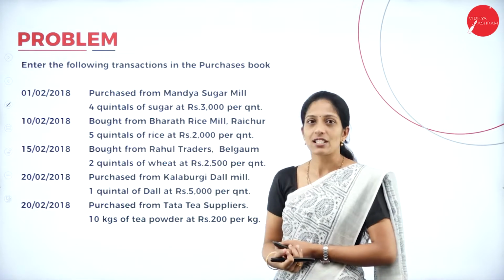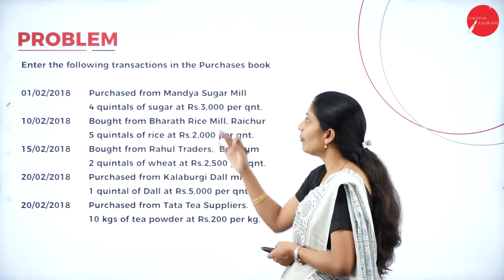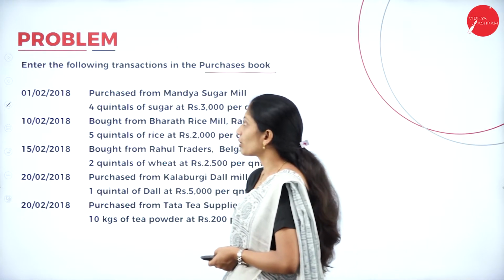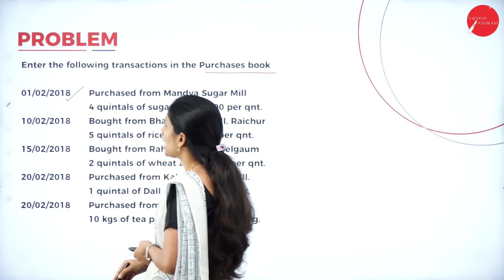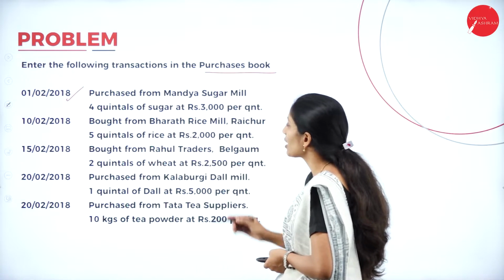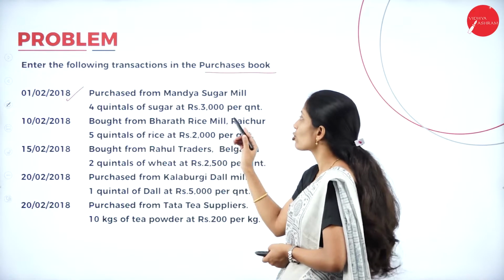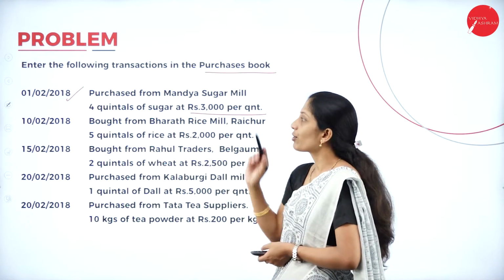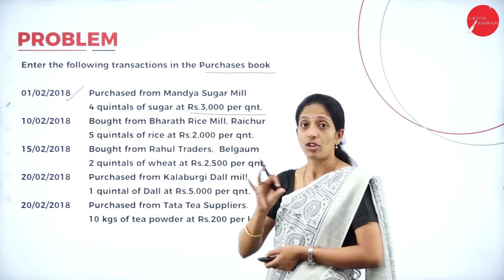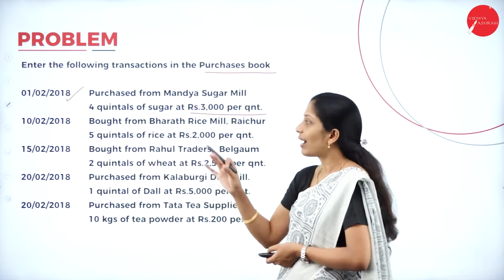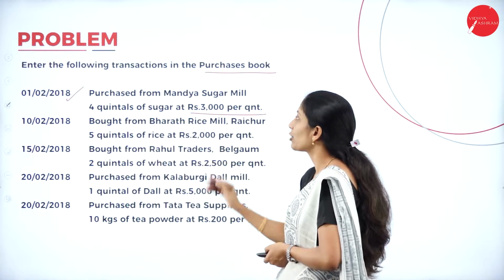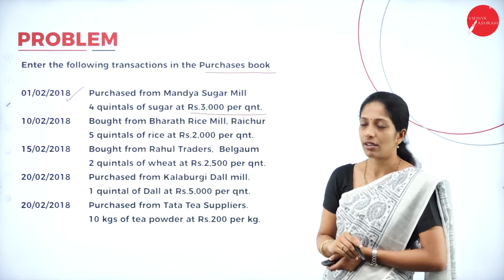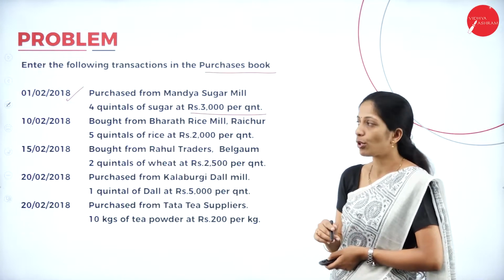Now moving on to the next problem, we shall see one more problem here. Enter the following transactions in the purchases book. Now go through the date 1/2/2018, purchased from Mandya Sugar Mill 4 quintals of sugar at rupees 3,000 per quintal. Now, how do you write this? They have not given the amount directly. So, they have given 4 quintals of sugar at rupees 3,000 per quintal. So, you have to multiply and write. So, directly we shall go through the solution.